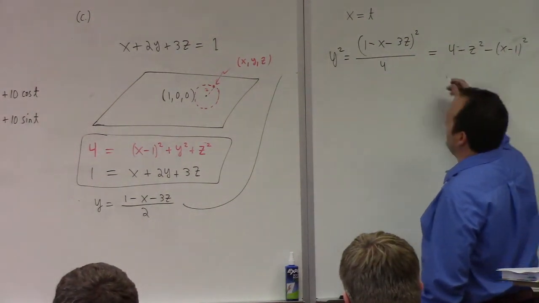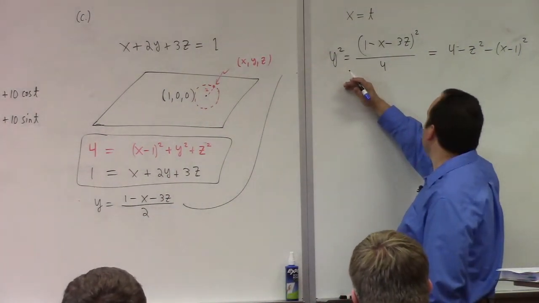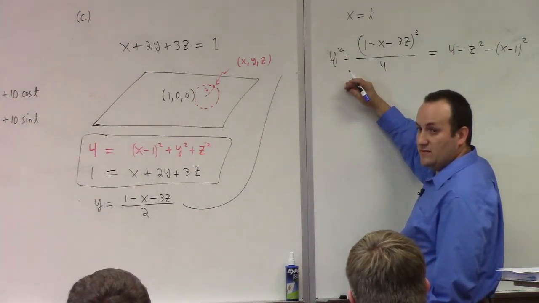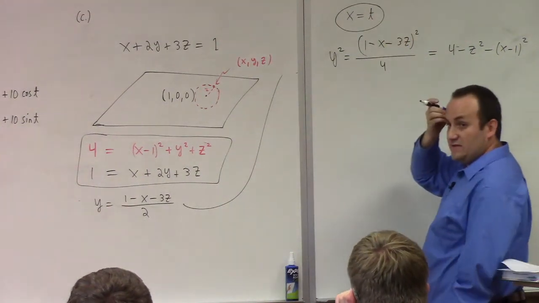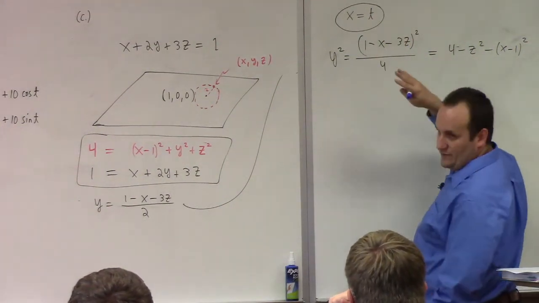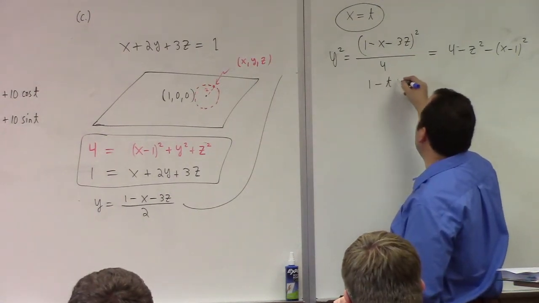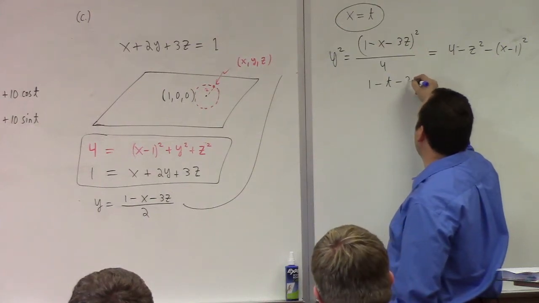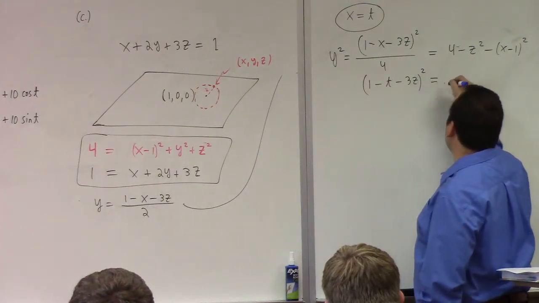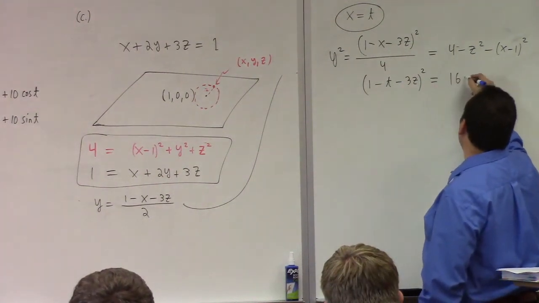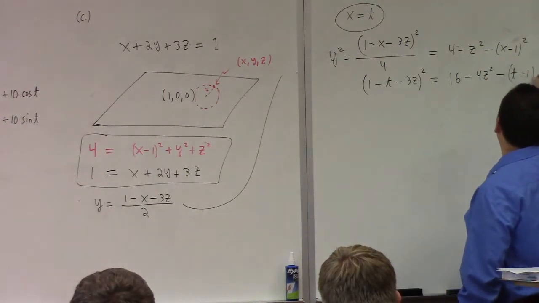Now this equation is precious to us because it's got no y in it, and it's just got x and z, right? So if we've chosen x to be our parameter, basically x equals t, that means I can try to solve this. So here we go. This is (1 minus t minus 3z) squared is equal to, I'm going to multiply the 4 to the other side, that gives me 16 minus 4z squared minus (t minus 1) quantity squared.